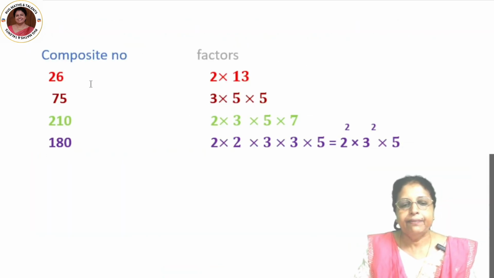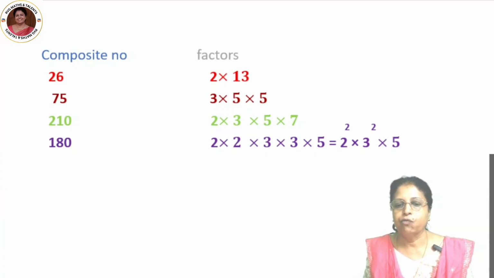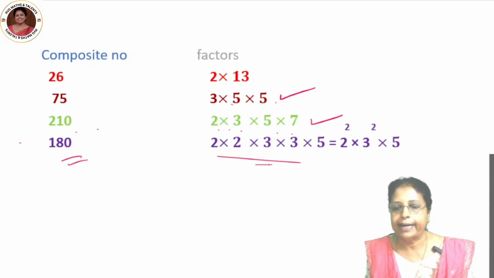Okay. See, we can write these composite numbers into prime factors like this. See, for example, 26 can be written as 2 times 13. And 75 can be written as 3 times 5 times 5. Is it? This can be written as 2 times 3 times 5 times 7. That is prime factors. Okay. What about 180? You can write like this. 2 times 2 times 3 times 3 times 5. That is 2 square times 3 square times 5. So these are all prime factors.